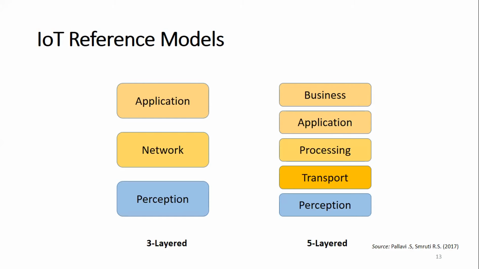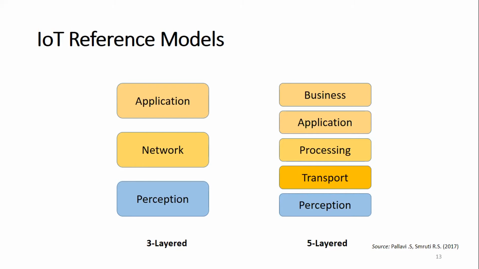If you look at the 5-layered model, the perception and application layers work similar to the 3-layer model. And we have 3 new layers: the transport layer, processing layer, and the business layer. The transport layer transfers the sensor data from the perception layer to the processing layer and vice versa through networks such as wired or wireless, which we discussed earlier under the WPAN to WWAN slide.